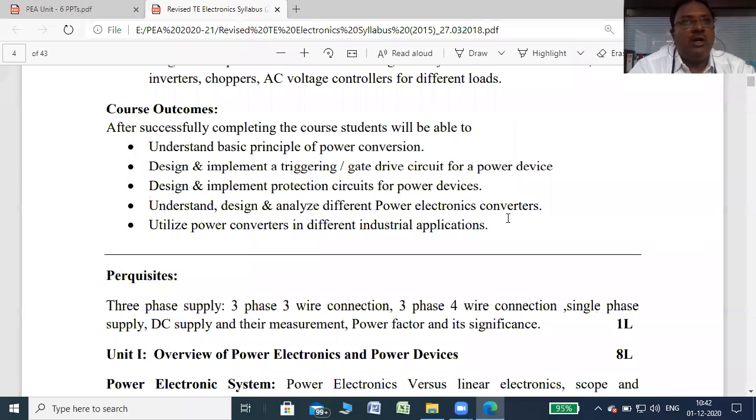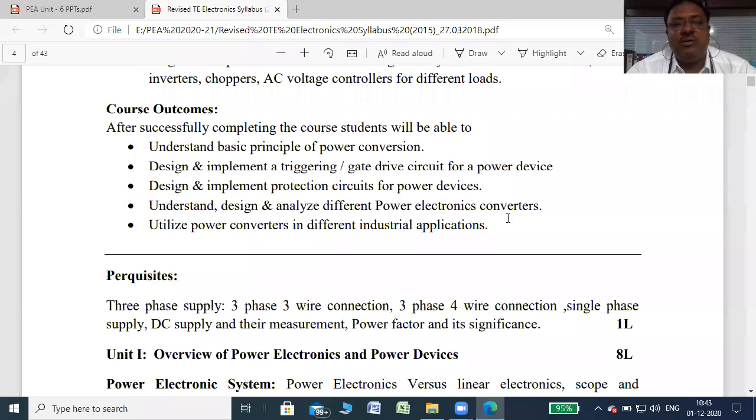So what we get from the syllabus, that is the outcome of this course. Everyone may very well understand the basic principle of power conversion, that is AC to DC, DC to AC, DC to DC, and AC to AC. So these are the different power conversions.